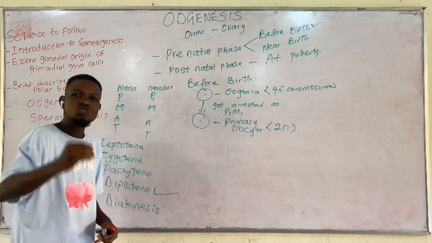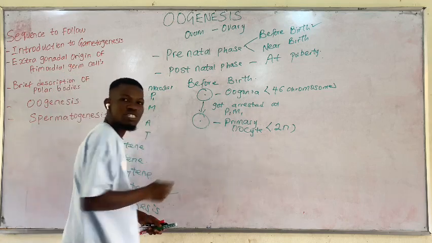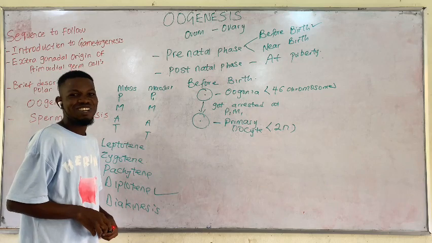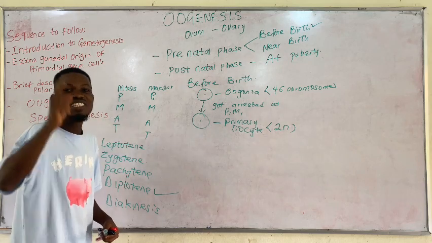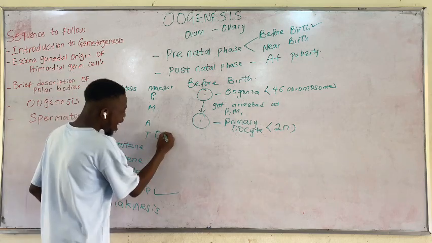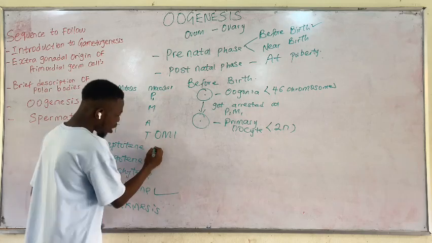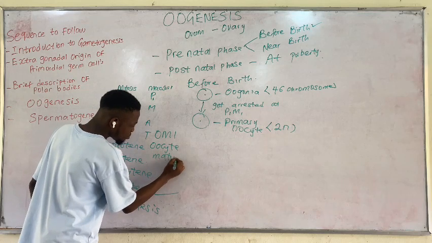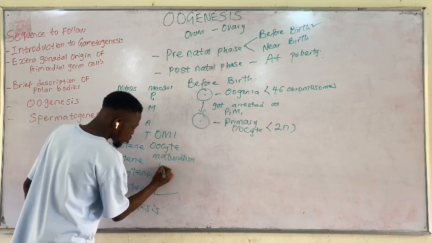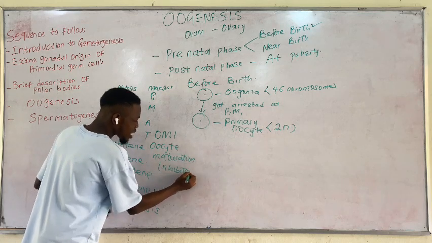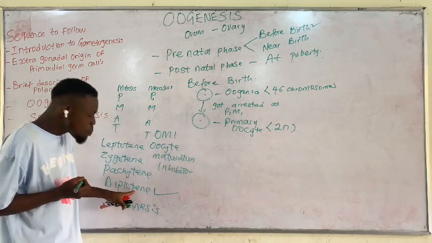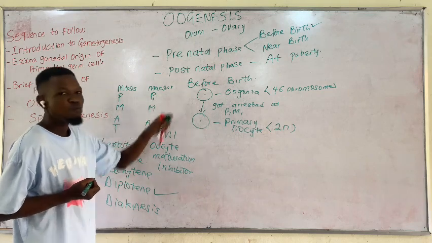Then what leads to the arrested state of this primary oocyte in the diplotene? It is what we call OMI, oocyte maturation inhibitor. OMI. Do you get it now? It is called oocyte maturation inhibitor. So this is what arrests the primary oocyte at the diplotene stage of prophase 1 of meiosis 1.